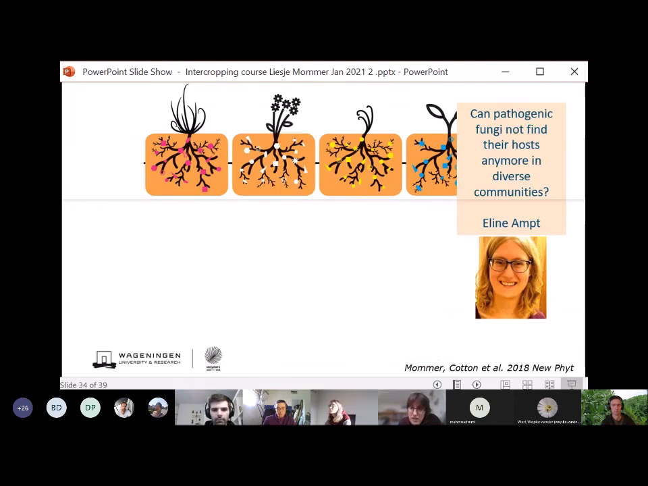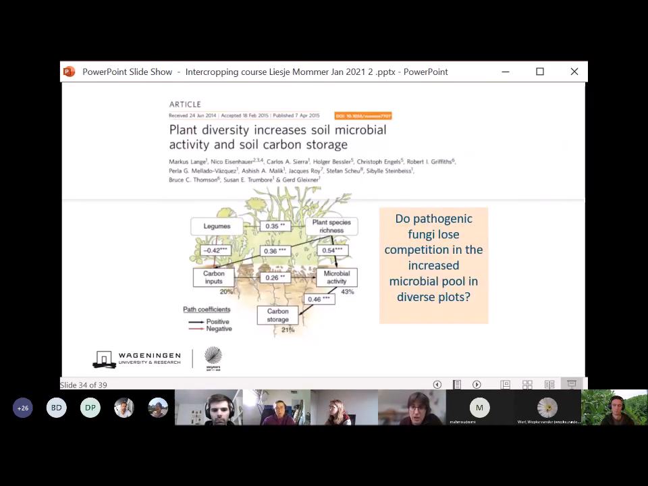One of the questions that Eline is asking is: is it the case that the pathogenic fungi get lost in diversity? Are there so many different smells or exudates that the pathogenic fungi cannot find their hosts anymore in the diverse forest? Imagine that you are on a square that on a normal day is very empty, and then it's easy to find a friend. But on a day where there is a festival or a busy Saturday market, it's very difficult to find your friend. So is this the case in this system?